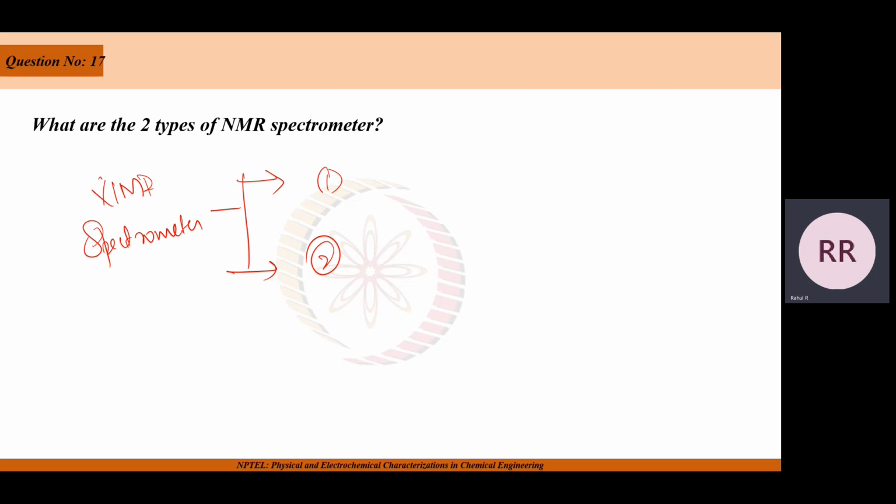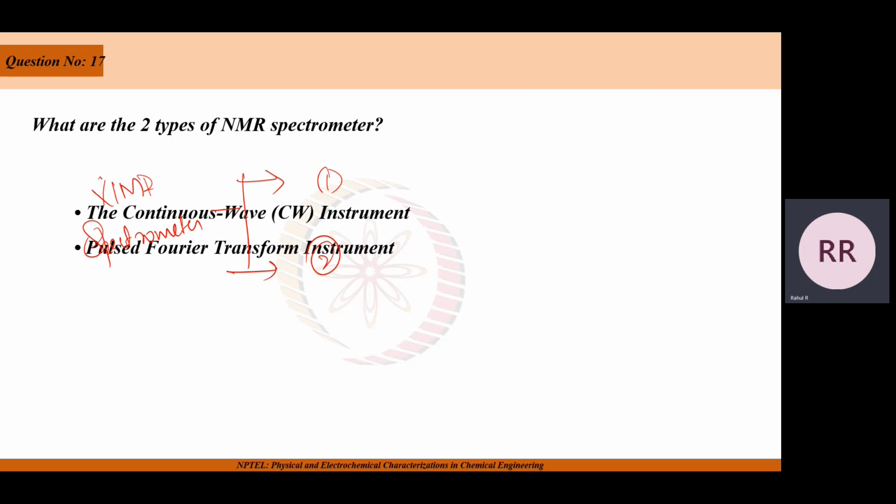Okay, I think you guys got enough time to think about the answer. The answer to this question is the continuous wave instrument and the pulsed Fourier transform instrument. So these are the two basic kinds of NMR spectrometers, which work on two different methodologies.